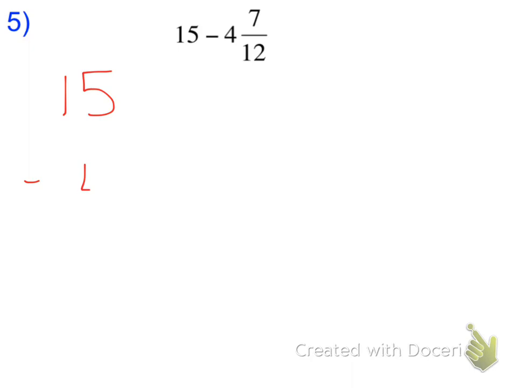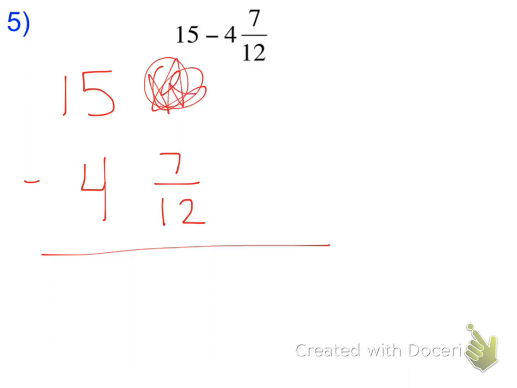Okay, try this one. This one's a little different because you have a whole number and there's no fractions up here. So you want to make sure you get some fractions right there, because you can think of this as nothing is there. That's like 0, and you don't want to do 0 minus 7/12 because you'd get a negative number. So we need to borrow.